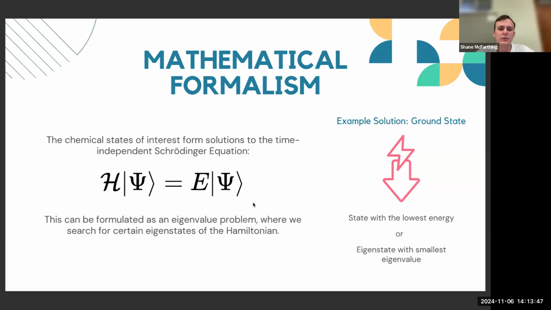Another way to think about this, rather than trying to solve the Schrödinger equation, is as an eigenvalue problem. We have the Hamiltonian, and the Hamiltonian can also be represented with a matrix. We're trying to find these eigenstates that have certain eigenvalues, and these are the eigenstates of the Hamiltonian operator. One typical example, which is really well studied, is looking for the ground states of some chemical systems. This would be the state that has the lowest energy, or the eigenstate with the smallest eigenvalue.